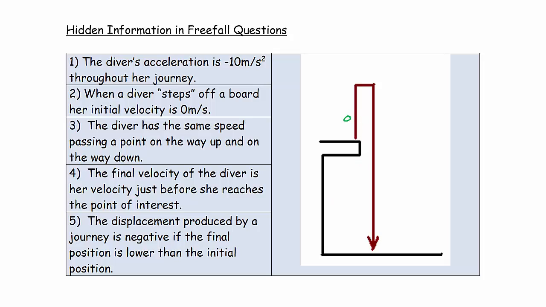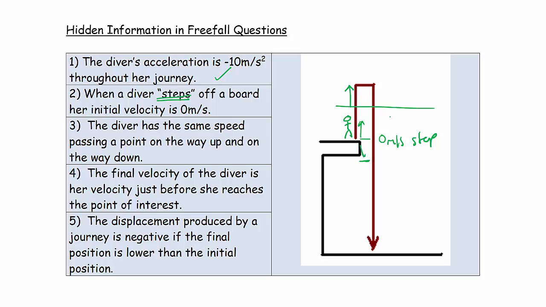So a typical scenario: a diver standing on a board, jumps up, goes into the water. Forgive the sideways motion. You've got to visualize it somehow. We ignore that. So then I say that the diver's acceleration is minus 10 meters per second squared throughout the journey. When the diver steps off the board, there's some language here, steps off the board. Well, they didn't jump up and they didn't pull themselves down, so the initial vertical velocity is 0 meters per second for a step.